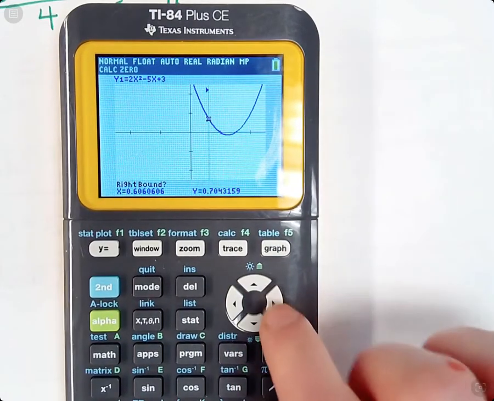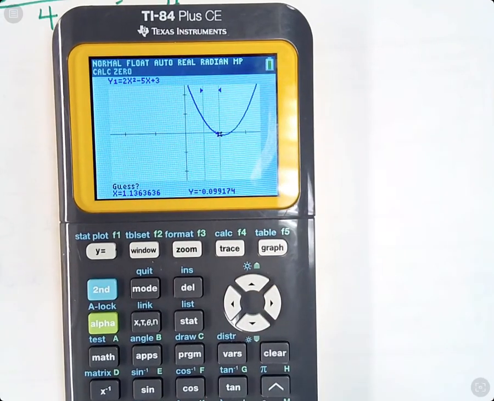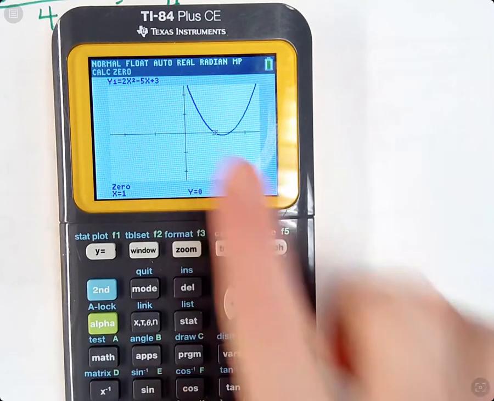Push enter. Then go to the right of that 0 for right bound. And then it's going to guess. And it's exactly 1. Then we can do the other one.